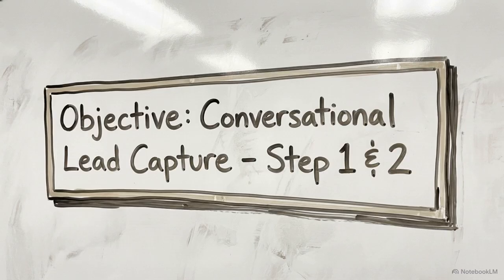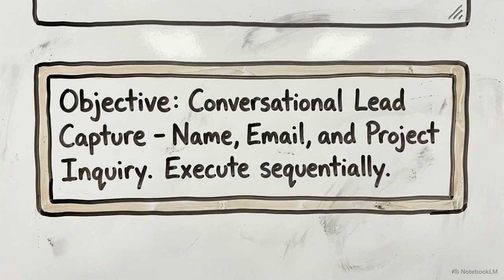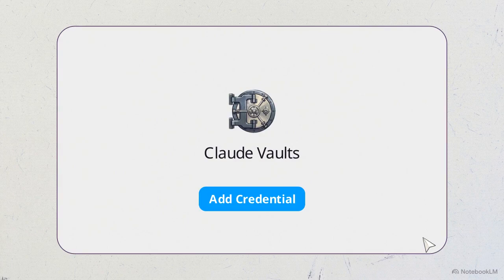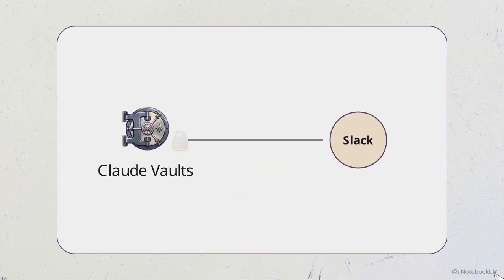Act as a conversational receptionist. Ask for the client's name, then their email, and finally what they need help with. Do this one step at a time. To connect Slack, we use the Vaults tab. This diagram illustrates how the Vault system bypasses the process of generating API keys or managing developer tokens. We click Add Credential, select Slack from the drop-down menu, and authorize the connection through a standard login window.